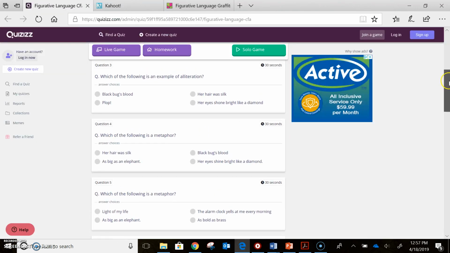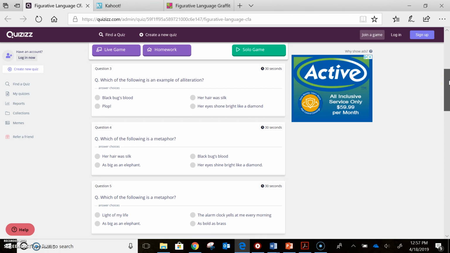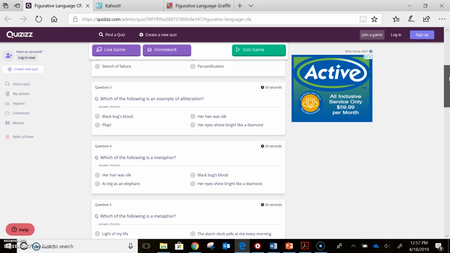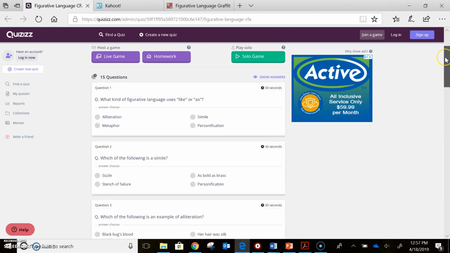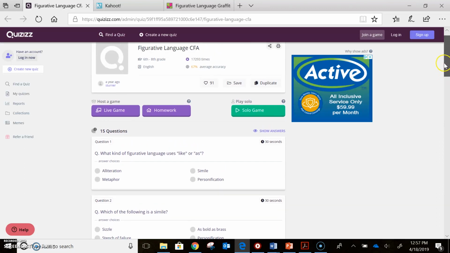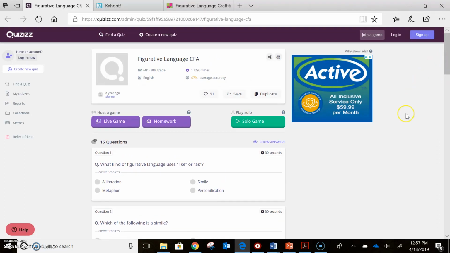The first learning task was a Quizizz pre-assessment. This pre-assessment helped me to group students for future activities, particularly the final multimedia project. The pre-assessment consisted of 15 multiple-choice questions, all relating to the figurative language devices that we were going to be discussing within the unit. Students received a code that they used to log into the game and answered the questions on their individual learning devices.